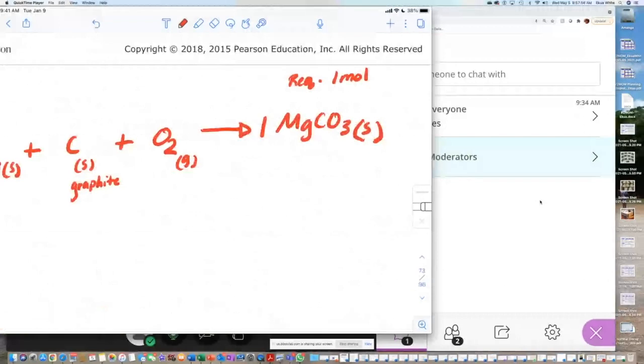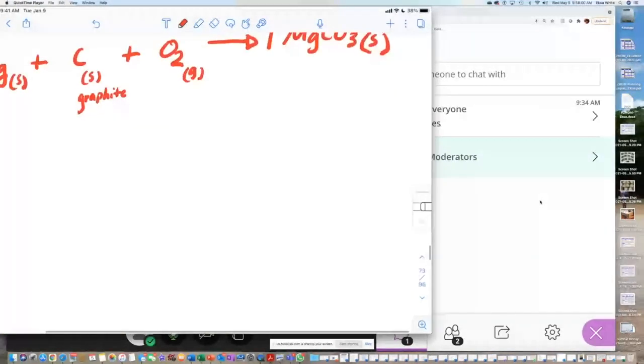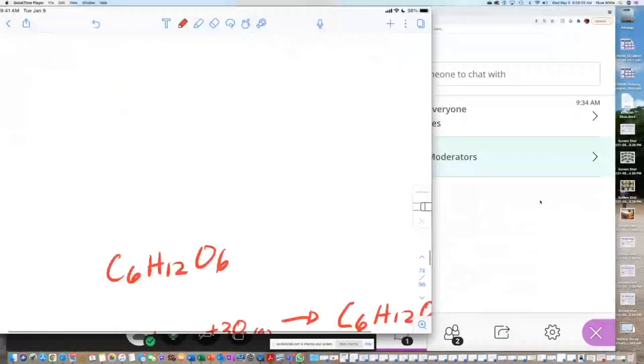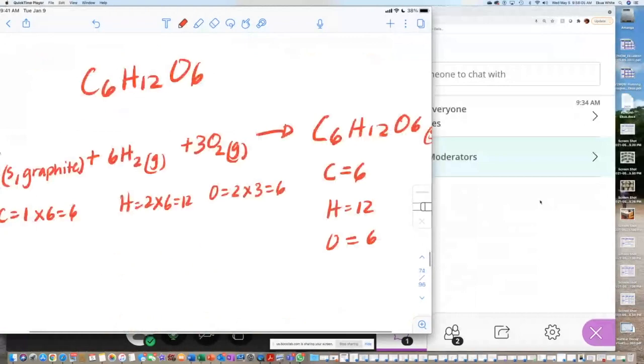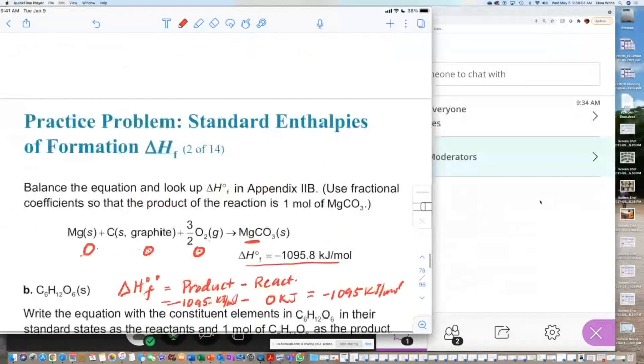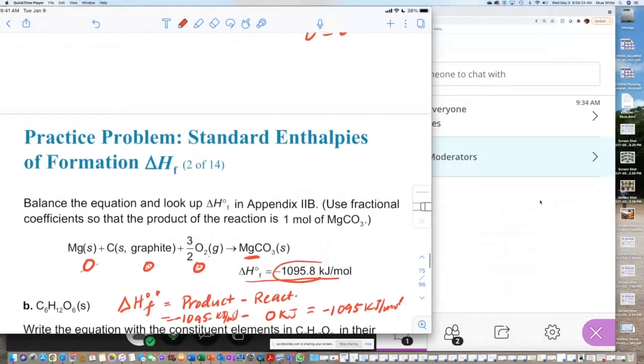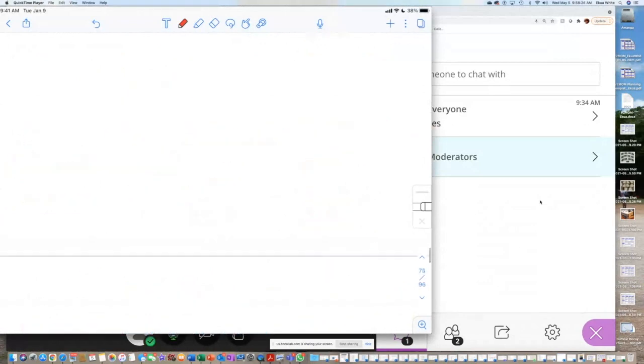But imagine magnesium carbonate was part of the table. In your homework, and if this question is on the exam, they will provide you with those numbers, okay? So, oh, I don't have this number right here. Let's see. Oh, there it is. Right. They will give you this number. Let me write this down. 1095.8 kilojoules per mole. Yeah, and it's negative. Okay.